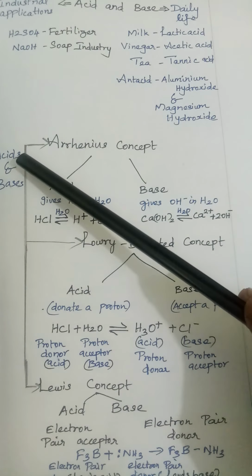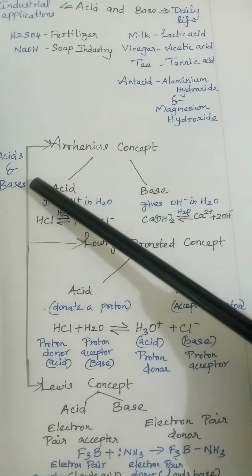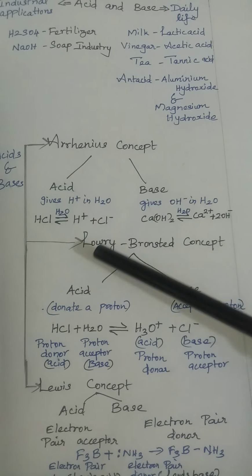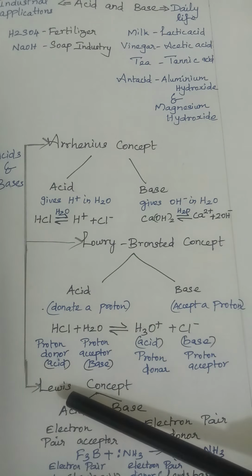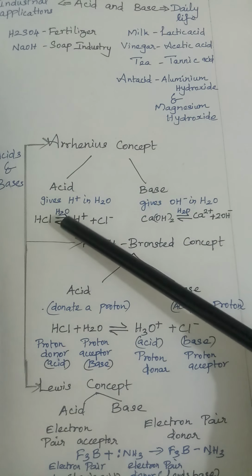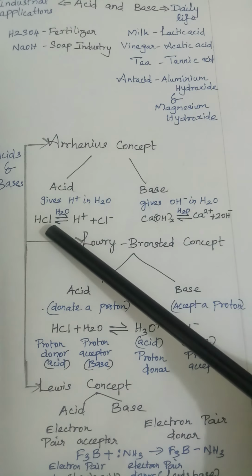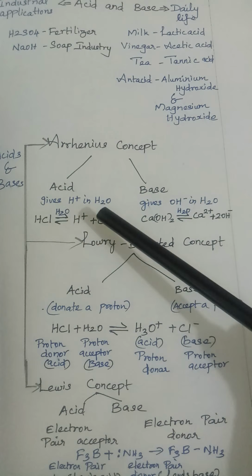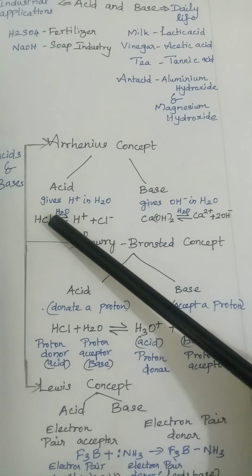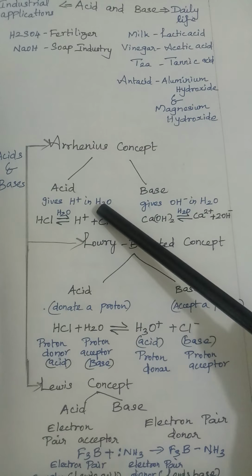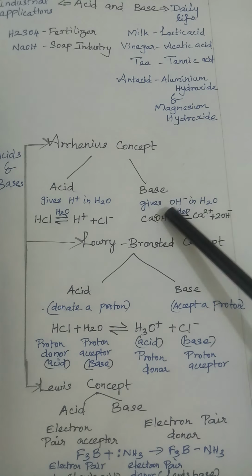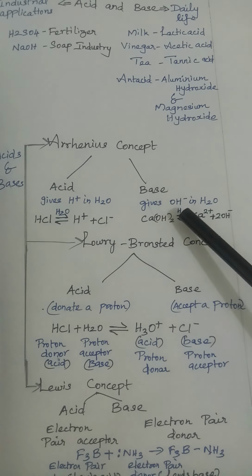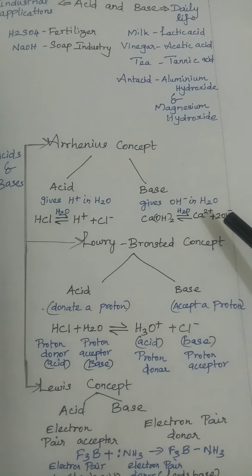The behavior of acids and bases is explained by three concepts: Arrhenius, Lowry and Bronsted, and Lewis. What is meant by acid according to Arrhenius? For example, hydrochloric acid is dissolved in water and produces H plus ion and Cl minus ion. So it gives H plus ion in water. What is meant by base? It gives OH minus ion in water. For example, calcium hydroxide is dissolved in water and produces OH minus ion.